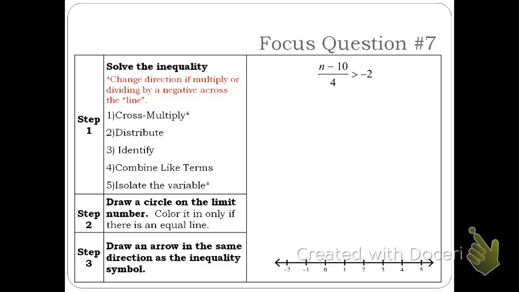For focus question 7, we have a complex fraction here, so we do need to cross multiply. I multiply my 4 to the -2. There's nothing on the denominator. The -2 is like multiplying by 1, so I will just recopy n minus 10 is greater than, that 4 is positive, so I do not need to change my inequality. 4 times negative 2 is negative 8.